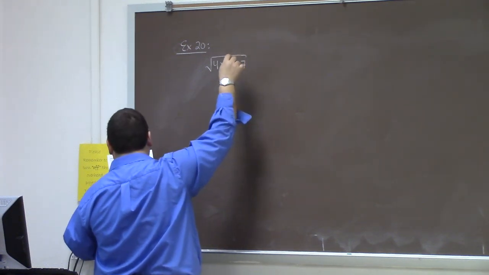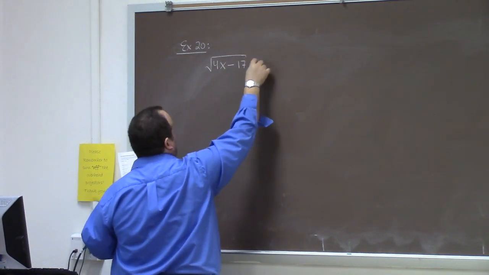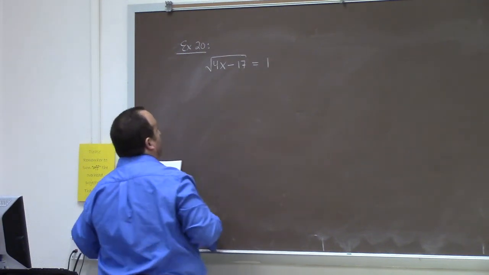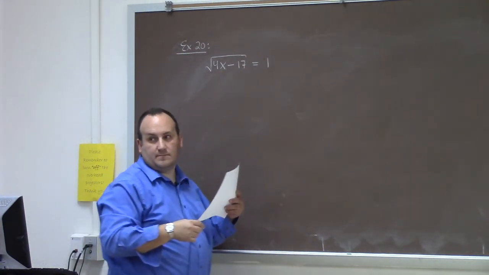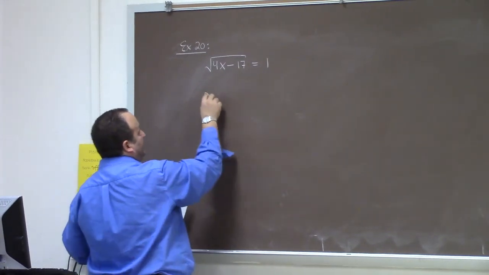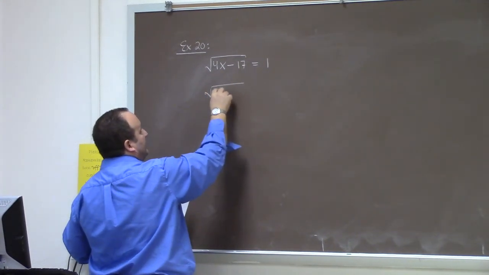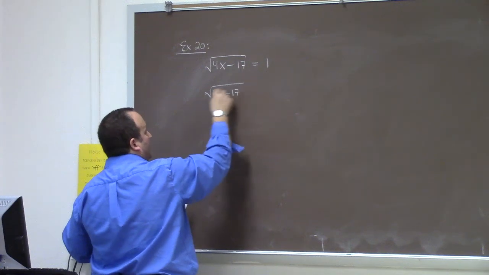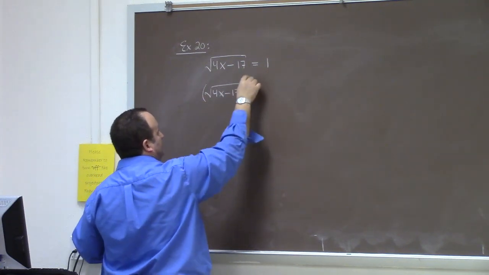So square root of 4x minus 17 equals 1. Can we solve this equation? Wouldn't you just square each side and then get 4x minus 17 equals 1? So you say square both sides. Does that make sense to square an equation? Yes, I think it does.